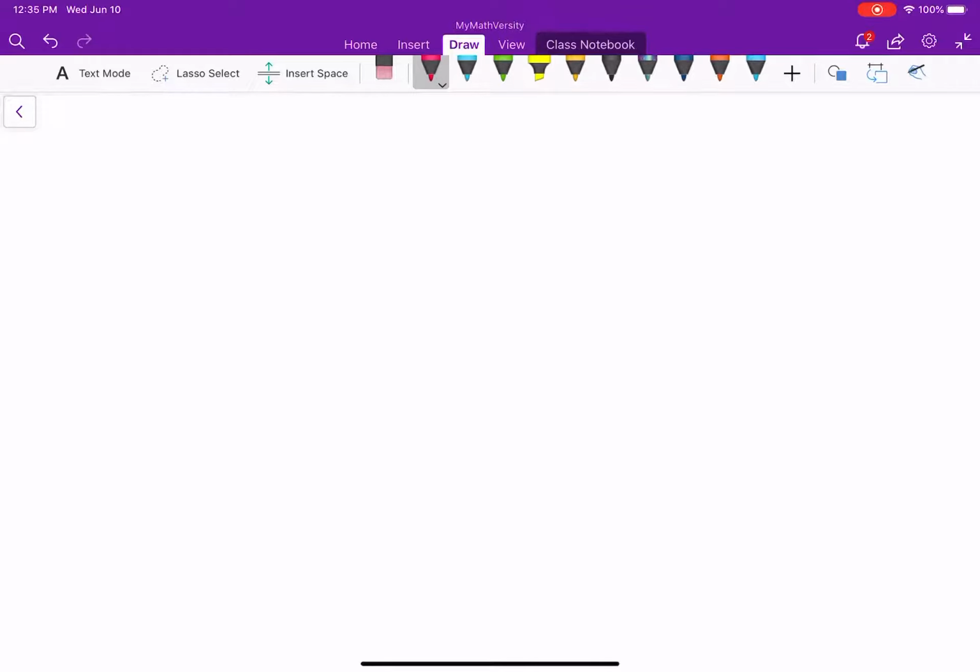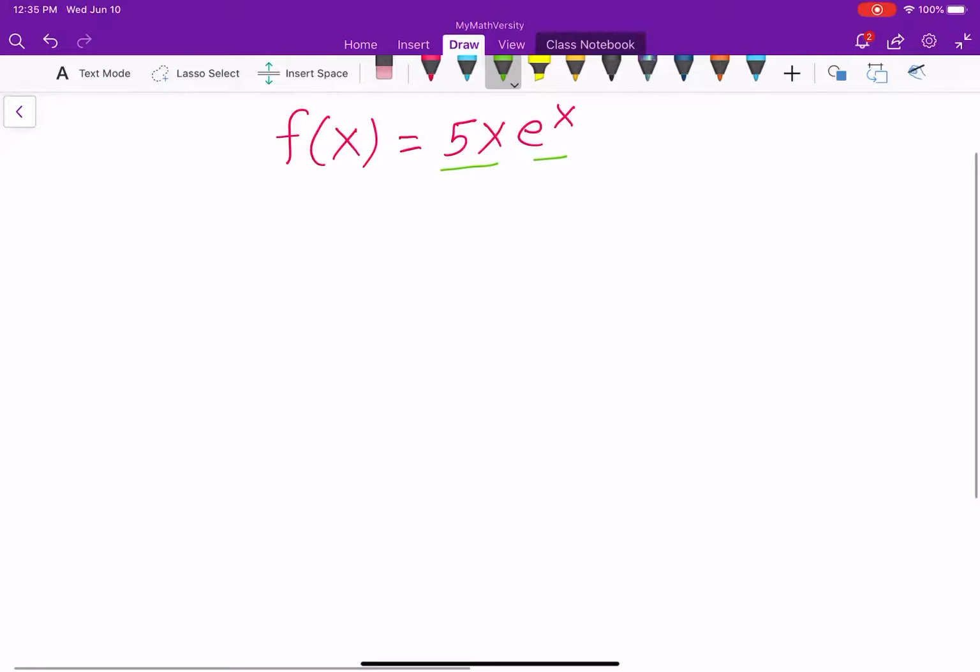In this example, we need to find the derivative of this function given as f of x is equal to 5x times e to the power x. So how can we find the derivative of this? We can see here when we look into this function, we have actually a product of two functions, right? 5x and e to the power x. So if that is the case, we need to use the product rule.